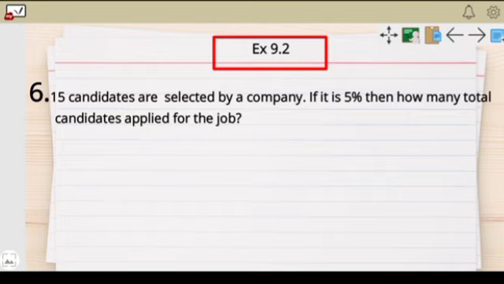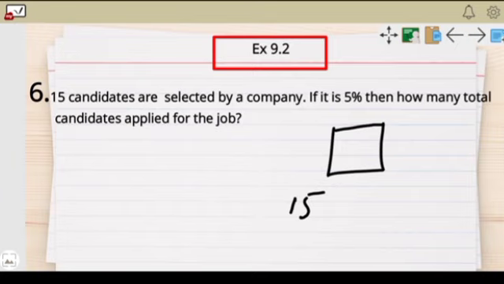Okay, so what happened here is there is a company. I'll show you now. There is a company and there will be some recruitment. I don't know how many candidates applied for the job, but what we know here is 15 candidates are selected. I'm sure they will be getting the job, and these 15 candidates represent the 5% of the total number of candidates applied.